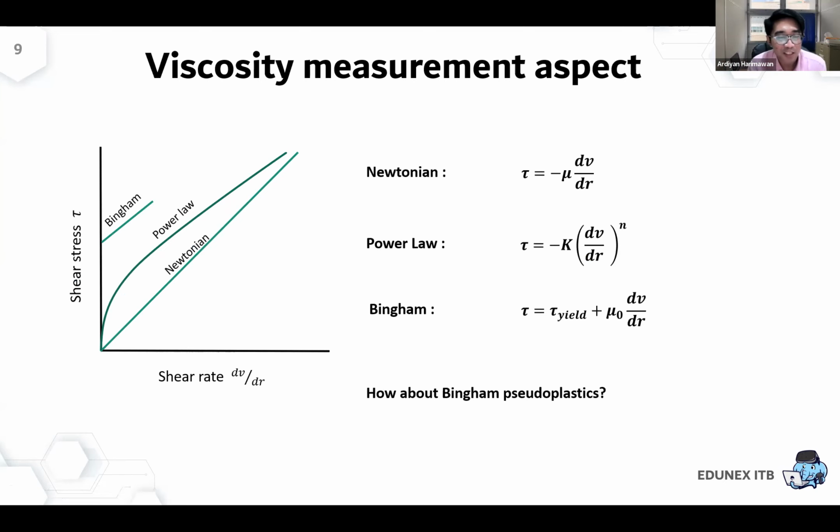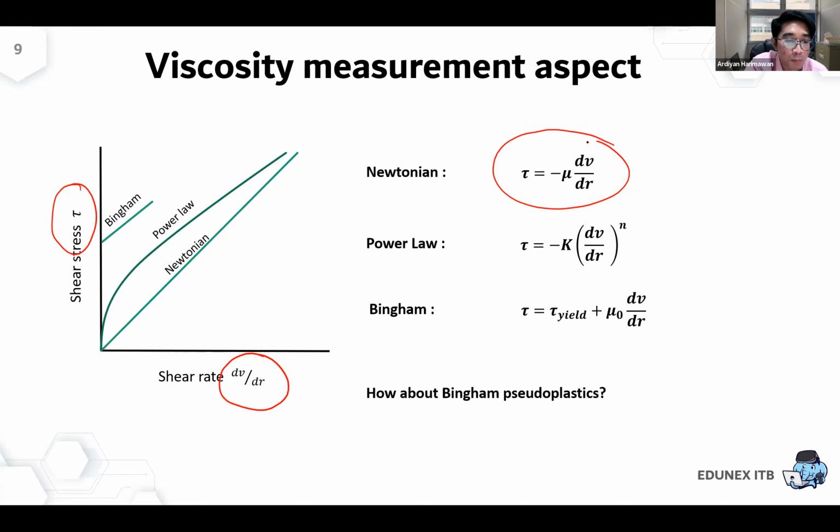Just don't get intimidated with the equation, because later the equation becomes more complex. I just want to show you the comparison between the figure and the equation. From the figure, this is the comparison between shear stress and shear rate. The left hand side is shear stress, the right hand side is shear rate. For Newtonian, it's linear.